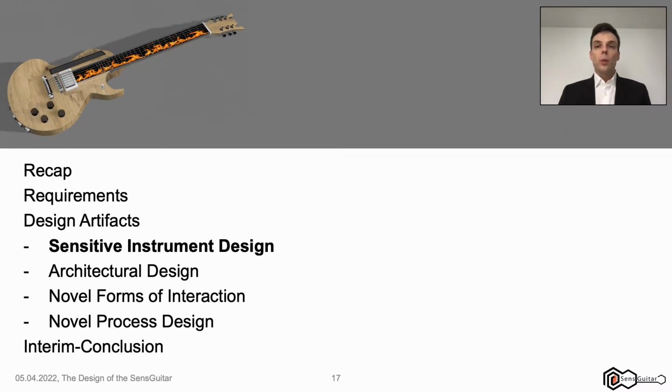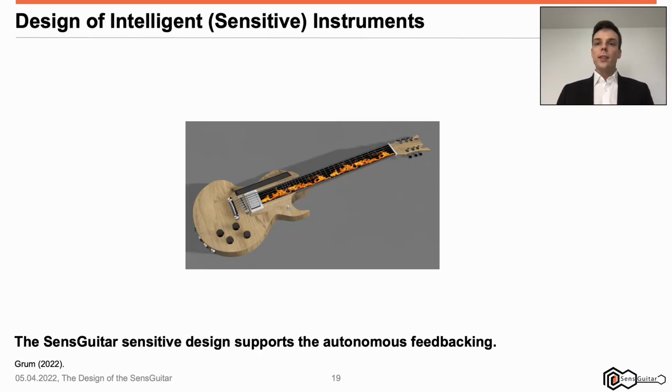But roughly speaking, what is the concept of sense instruments? Let's face the design of the SensGuitar as artifact. One of the design perspectives on the SensGuitar refers to the physical nature of the artifact. Here you can see the 3D modeling of the conceptual instrument and its components. We're going to face them component-wise.